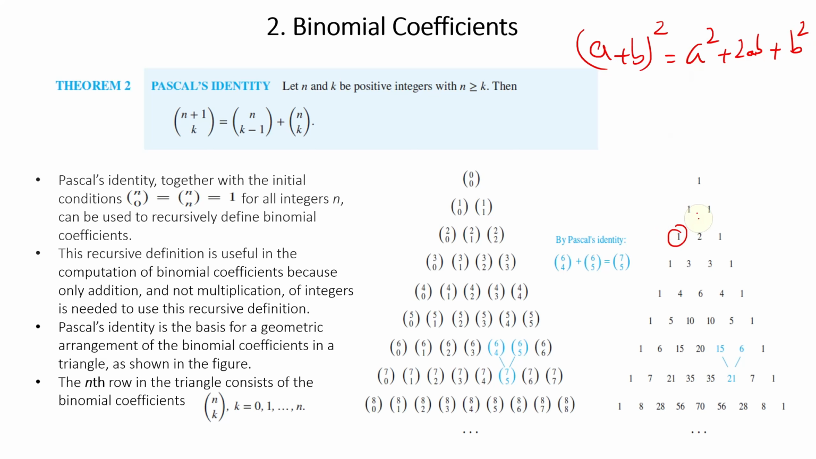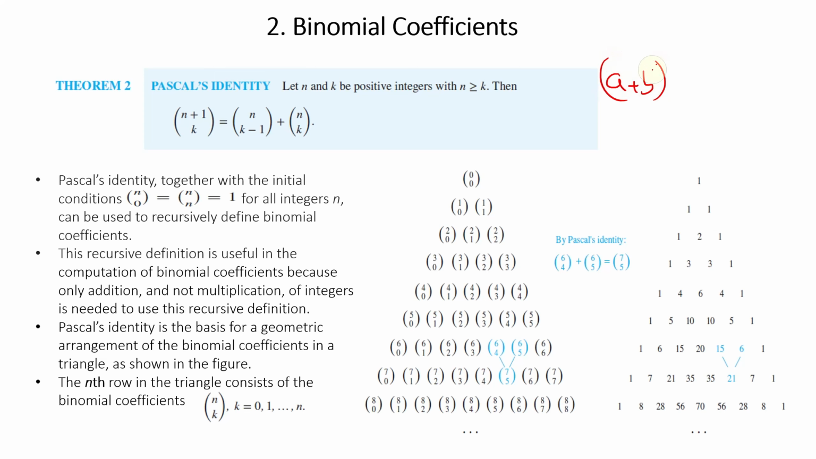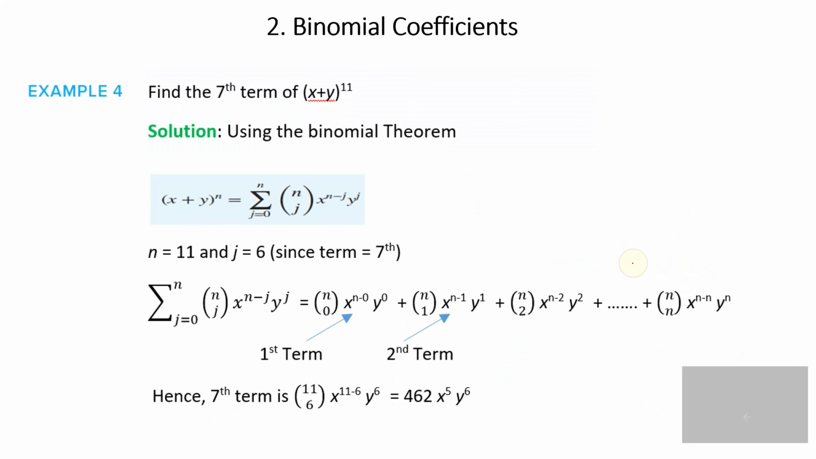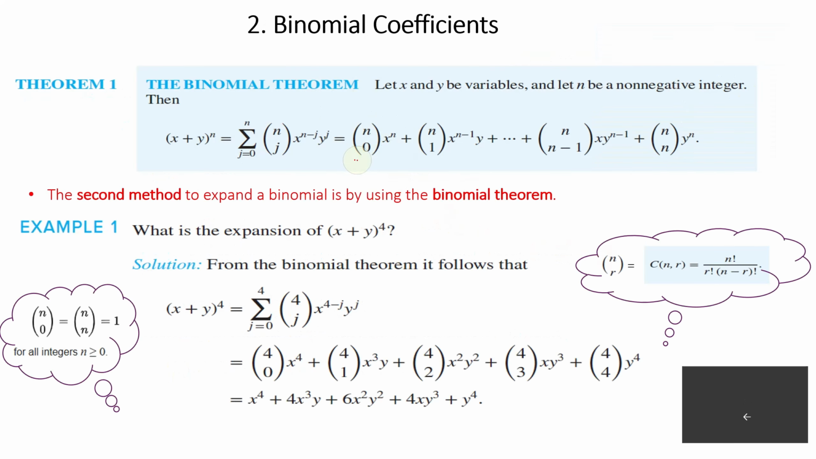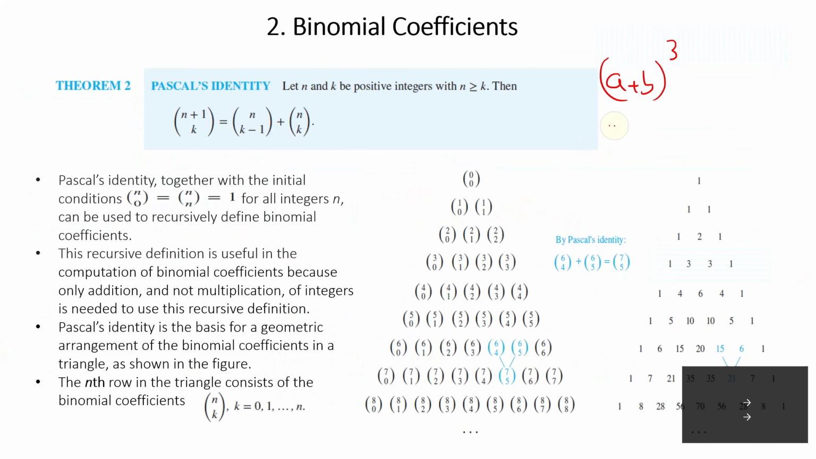This is for the a square, this is for the ab, this is for the b square. And you keep going on. If you have a plus b cubed, these are going to be the coefficients. Now, if we try to follow the same thing with the same order, these are going to be the coefficients that I can find just by building them.